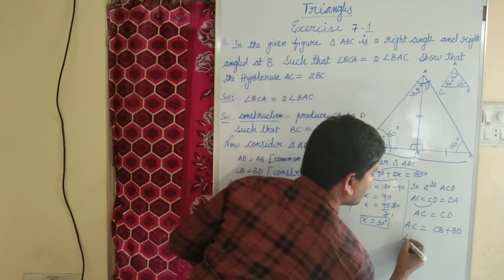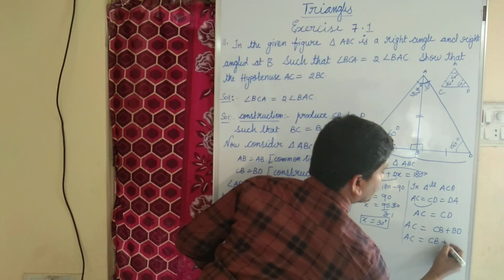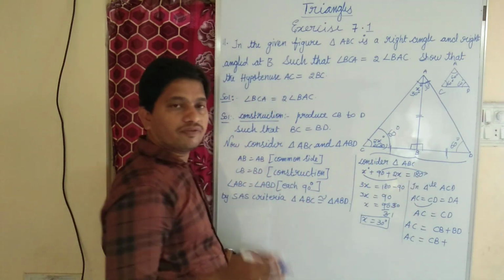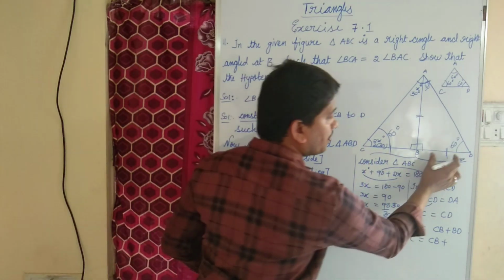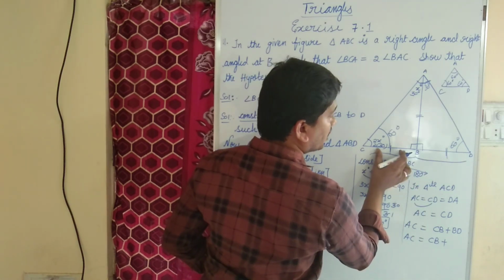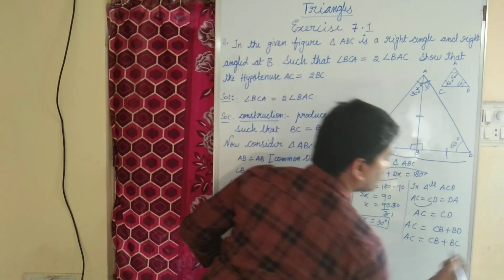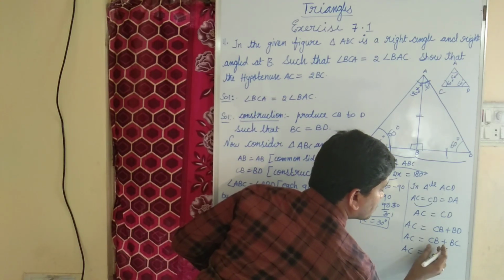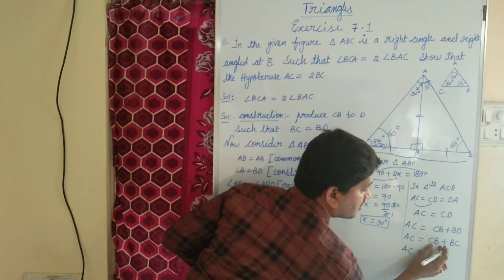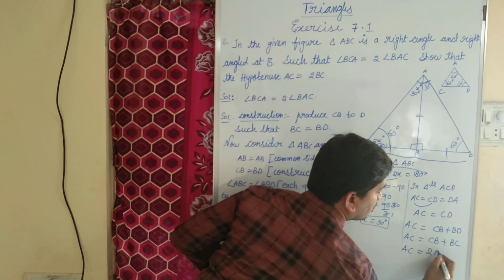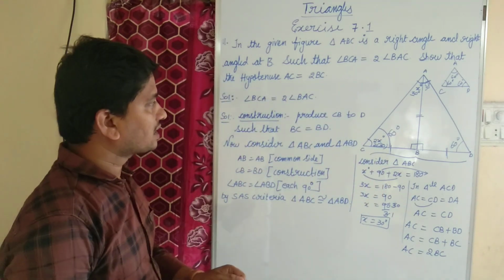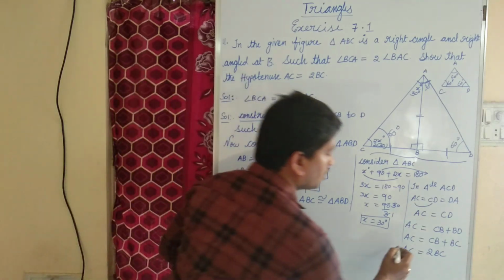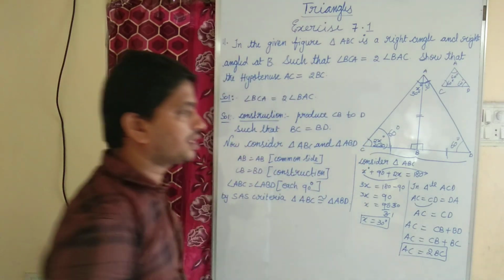So AC equal to CB plus BD. Also we know that length of CB equal to length of BD, we constructed. So in place of BD, let us take BC. CB or BC both are same. So AC equal to BC plus BC, that is 2 BC. Actually they are asking to prove only that the hypotenuse AC is 2 times BC. Yes, of course, we got AC equal to 2 BC.